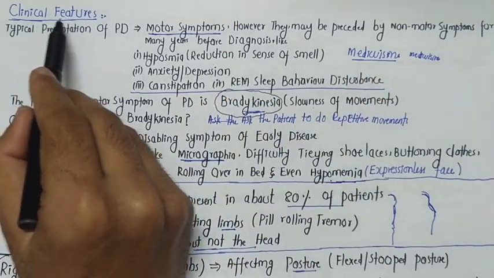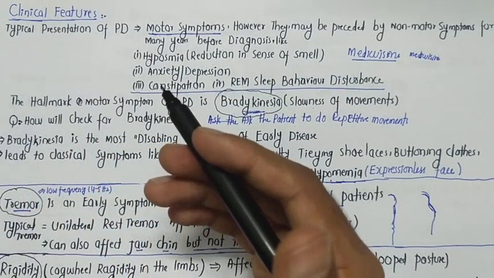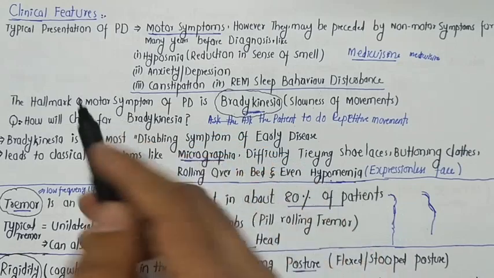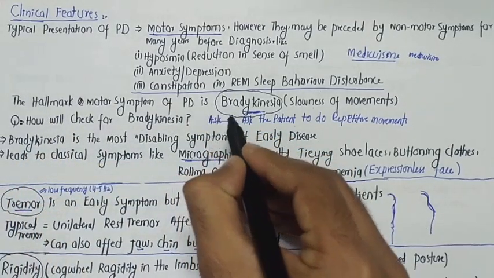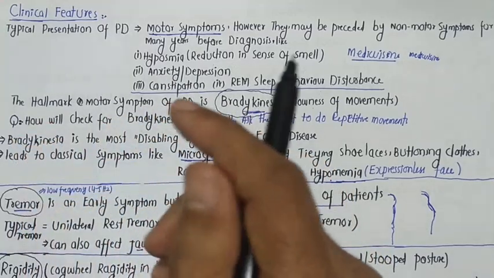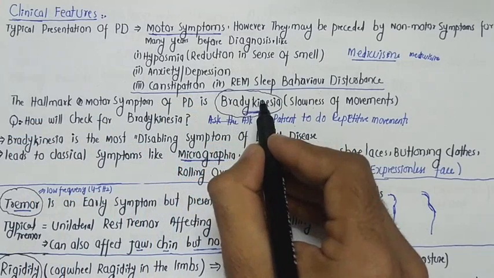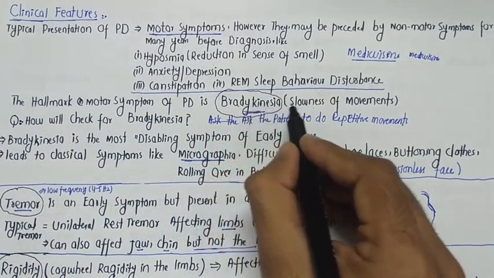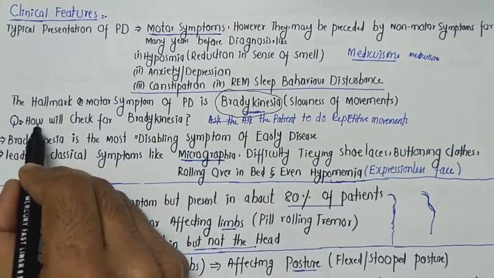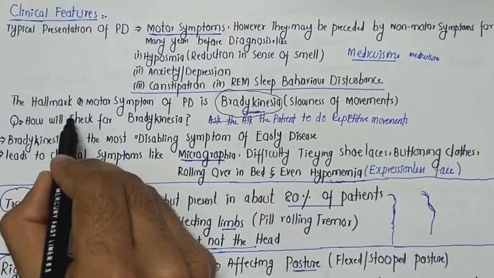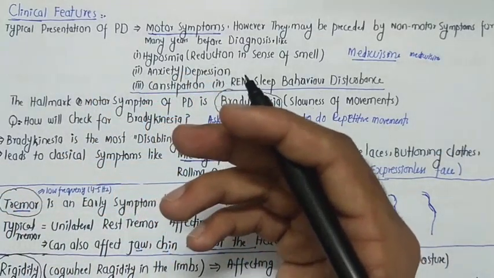So in clinical features, we will describe the typical motor symptoms of Parkinson's disease. The hallmark motor symptom of Parkinson's disease is bradykinesia. Remember, the hallmark motor symptom is bradykinesia, which is actually the slowness of movements. The question arises, how will you check for bradykinesia in a patient whom you suspect of having Parkinson's disease?